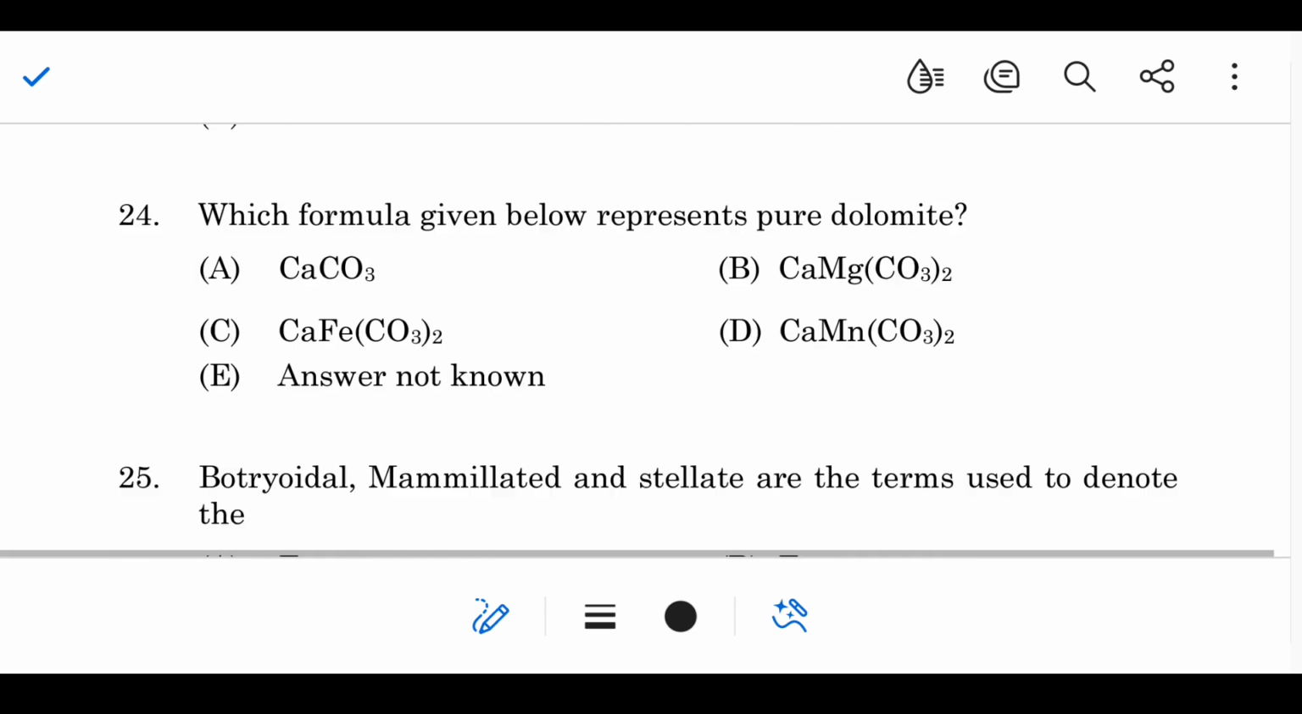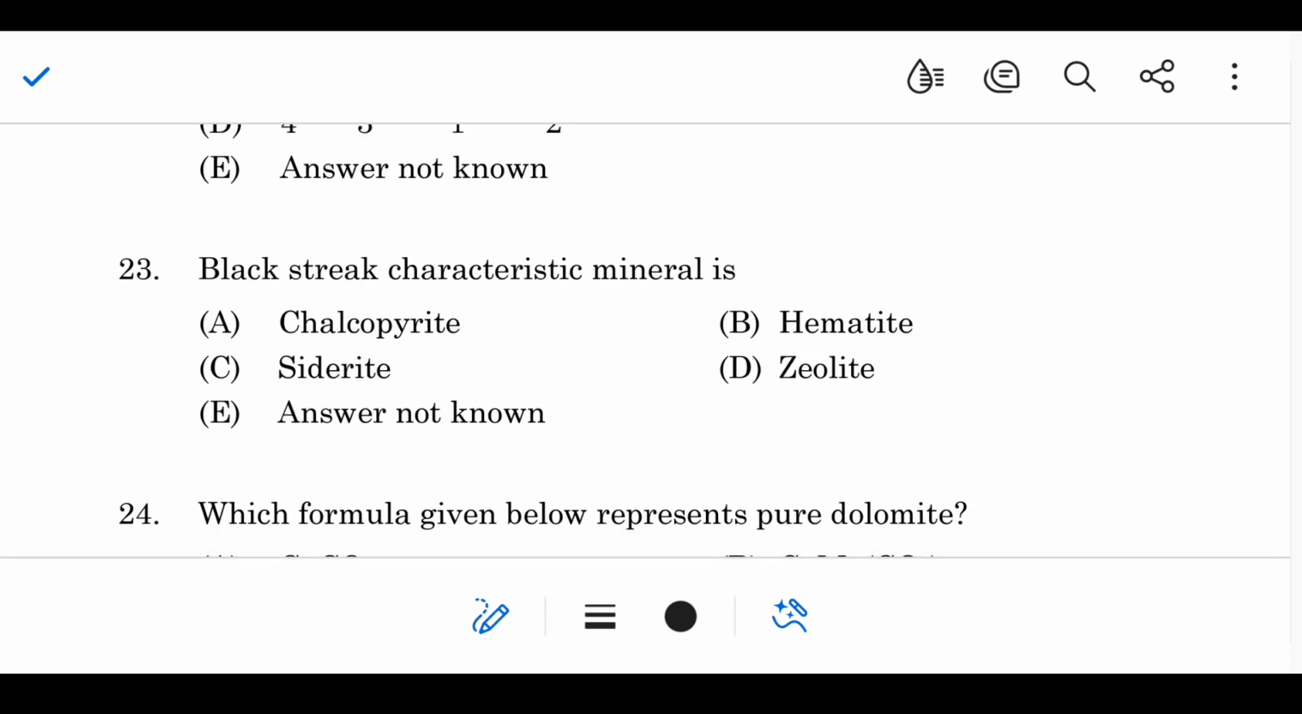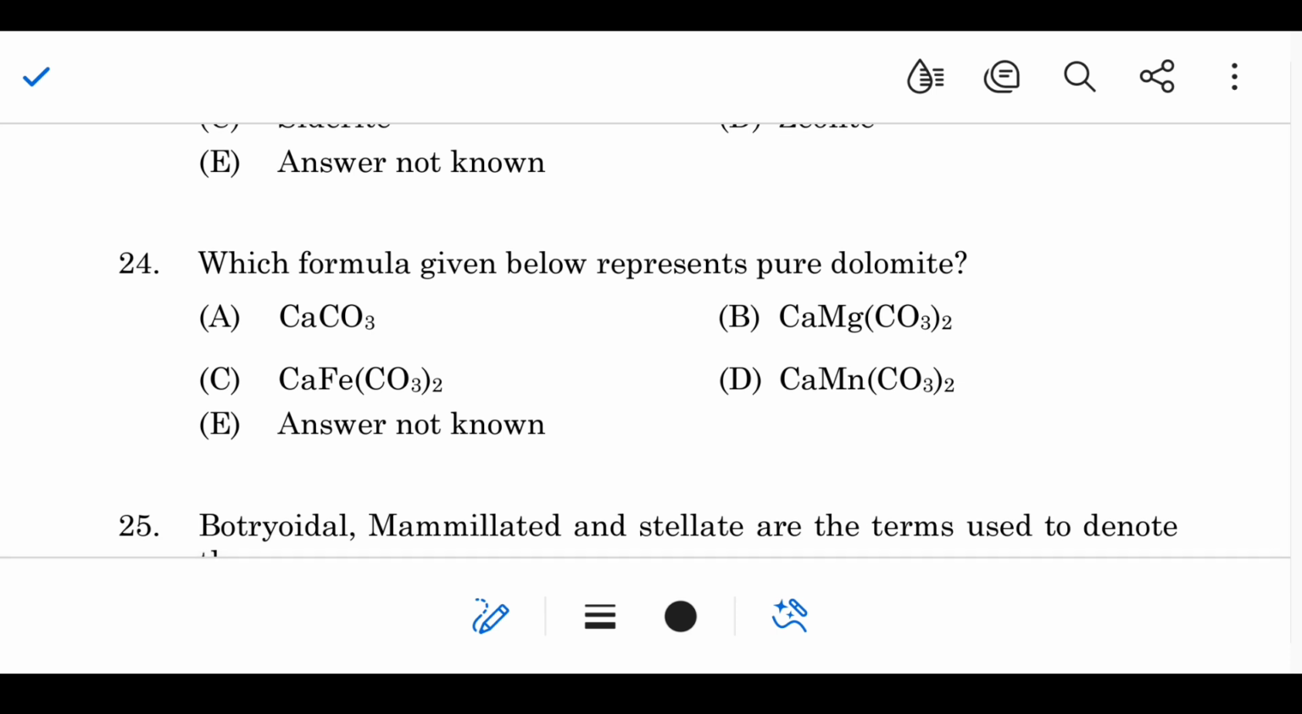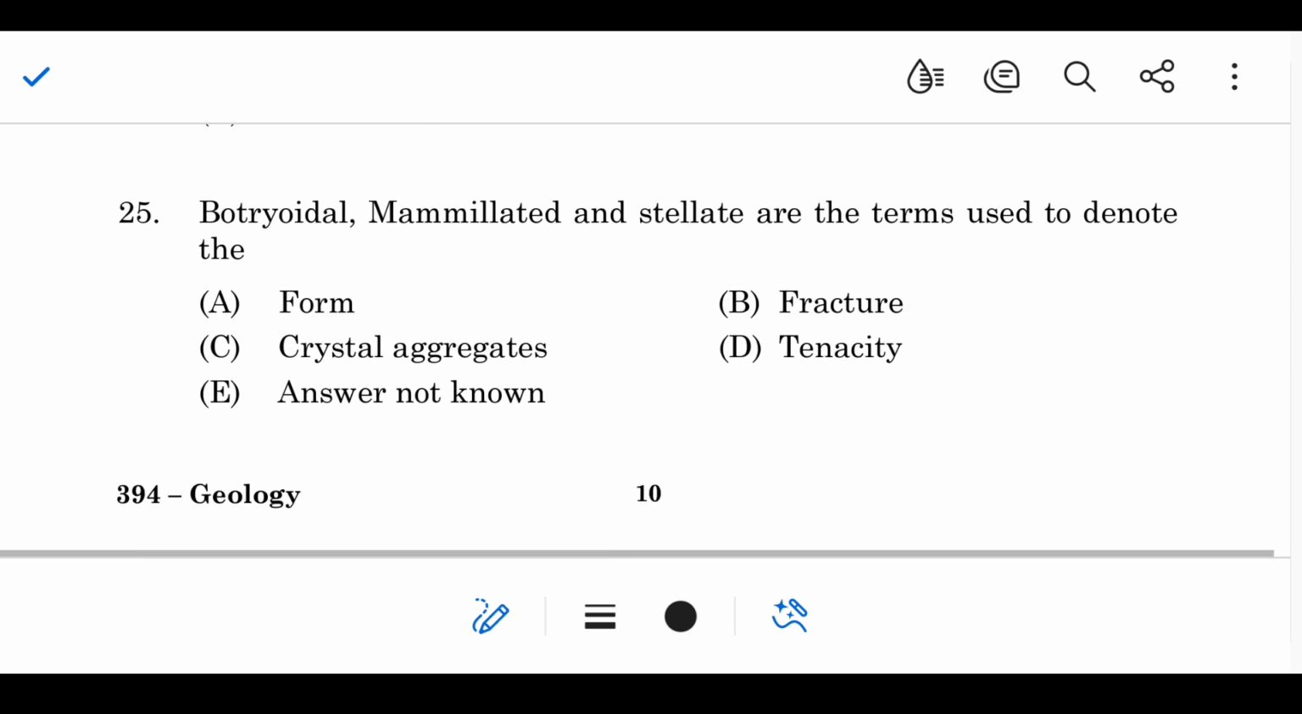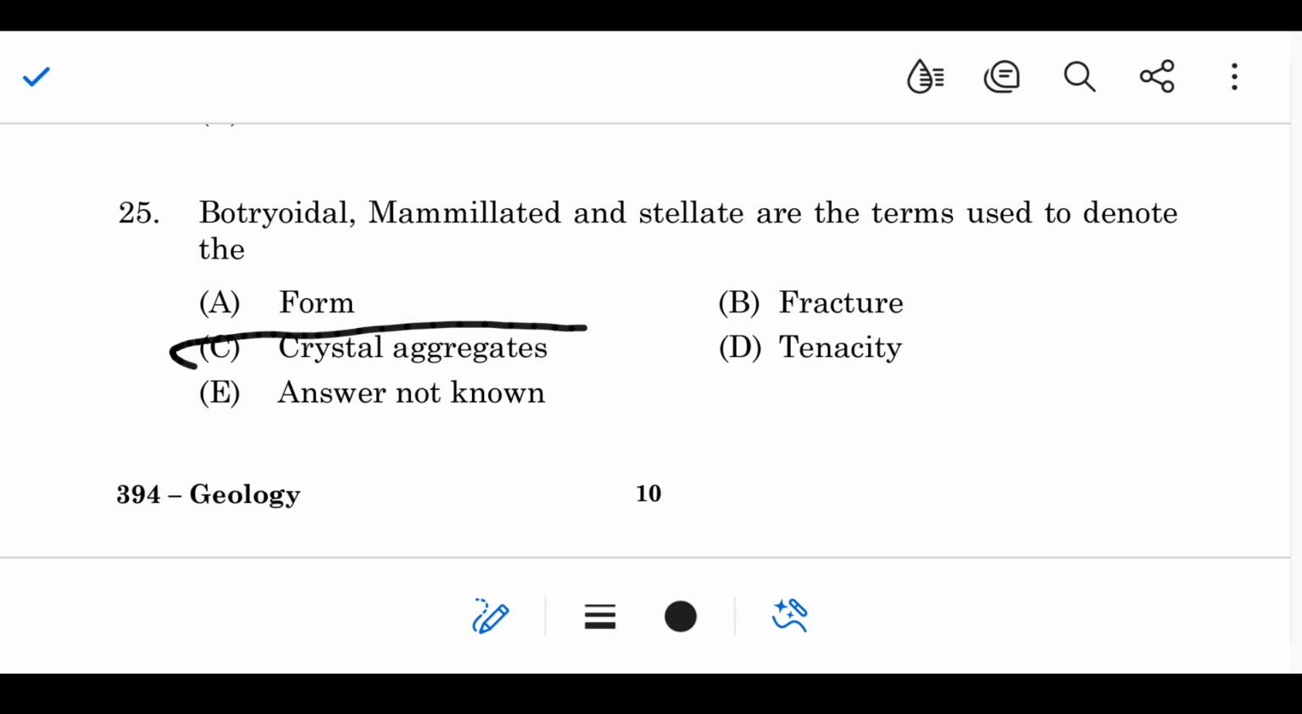Okay. Next, black streak characteristic mineral is chalcopyrite, an ore of copper. Hematite is an ore of iron. Siderite is also iron carbonate. Next, which formula below represents pure dolomite? It is also calcium magnesium carbonate. Botryoidal, mammillated and stellate are the terms used to denote crystal aggregates.